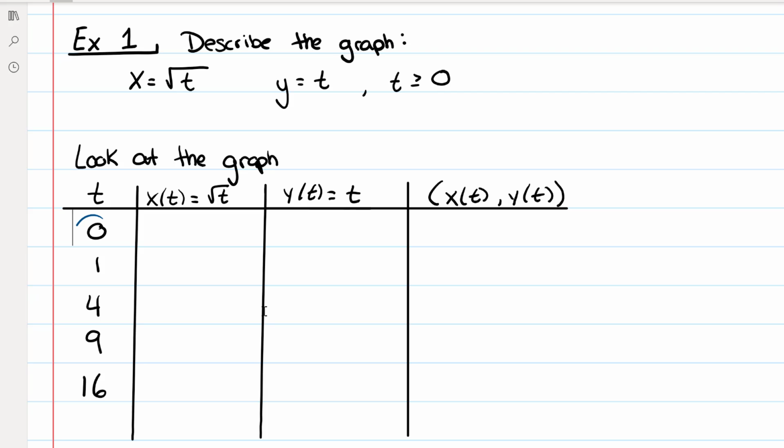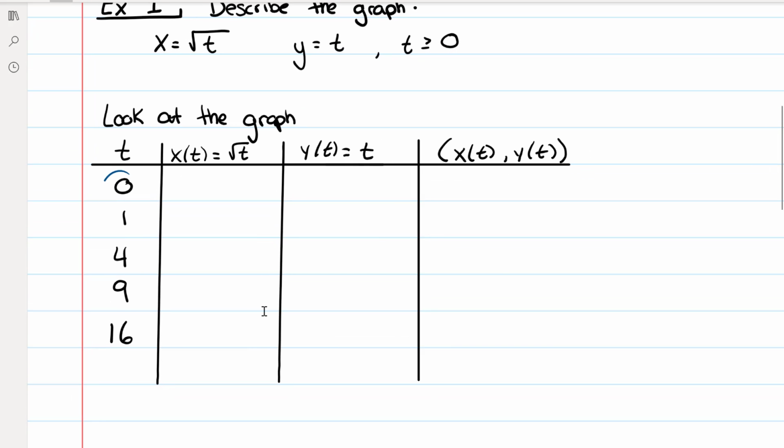So in example 1, we're going to describe the graph where x equals square root of t and y equals t when t is greater than or equal to 0. The first way we're going to do that is to plot all the points. We plug numbers 0 and larger in for t and see what we get. So x of 0 is the square root of 0, which is just 0. You plug 1 in, and the square root of 1 is just 1. Square root of 4 is 2, and so on.